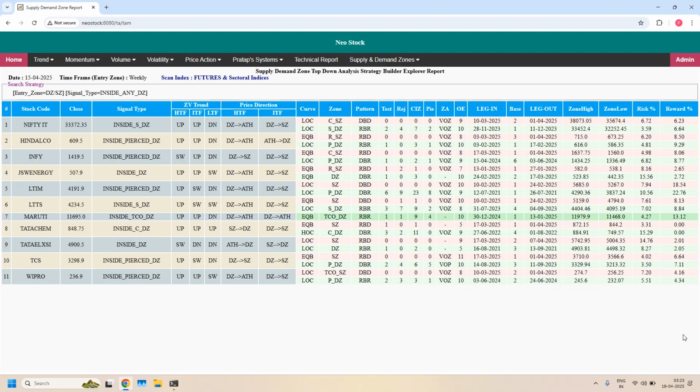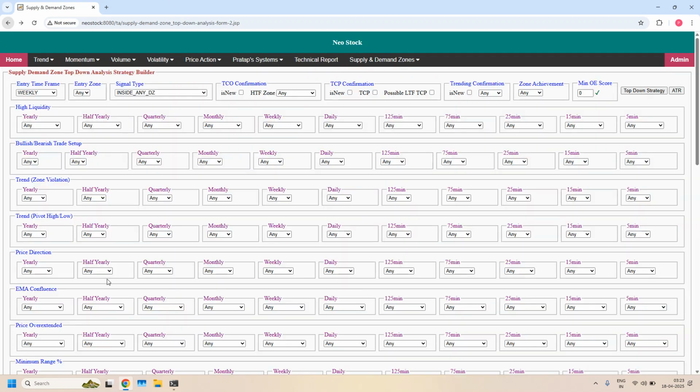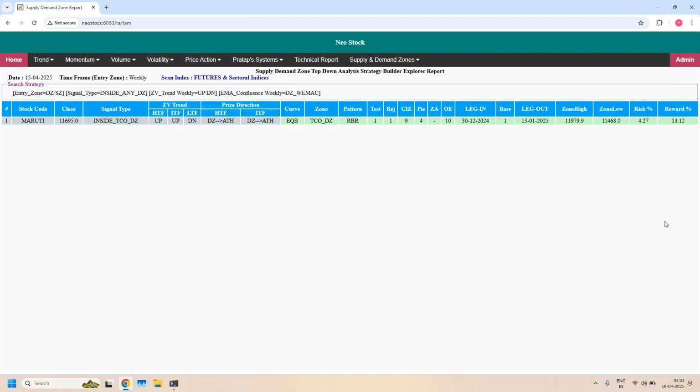Now let us further filter based on the weekly demand zone having weekly EMA Confluence. I am going back in the EMA Confluence at weekly time frame, setting the filter weekly demand zone having weekly EMA Confluence. At the same time, trend on the weekly should not be sideways. It can be up or down. With these filters, we got only 1 stock.